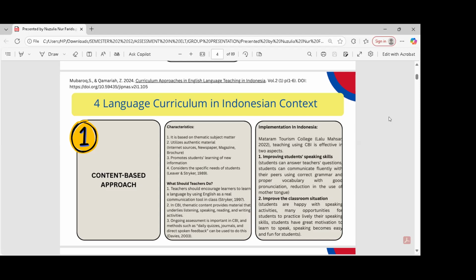Oh yeah, Mbak Nuzul, thank you. Yeah, okay. So Nabila, here is our full language curriculum in the Indonesian context as English as a foreign language.